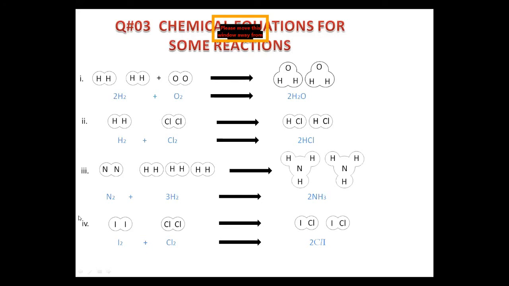In the fourth example, one molecule of iodine reacts with one molecule of chlorine. So the product is 2ClI, chlorine iodide, two molecules of chlorine iodide.